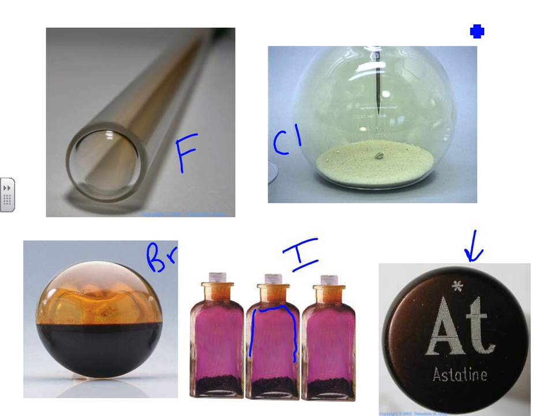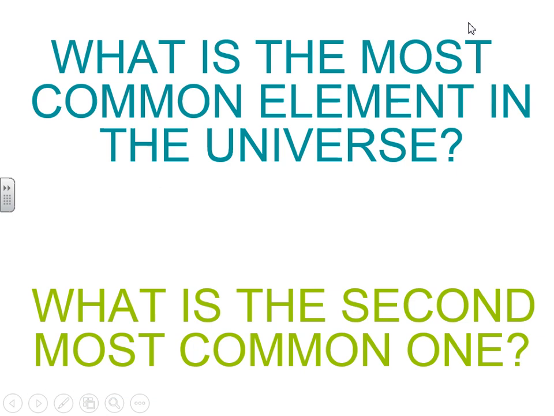Now, here's a question: what is the most common element in the universe, and what's the second most common element in the universe? This is important to know, and I'm about to show you both of these. The first most common element, here it is, is hydrogen. Notice the element hydrogen is very clear. It's a gas. All right, let me show you the second element. This is helium. Now, do not confuse them. Once again, this is hydrogen, and this here is helium.